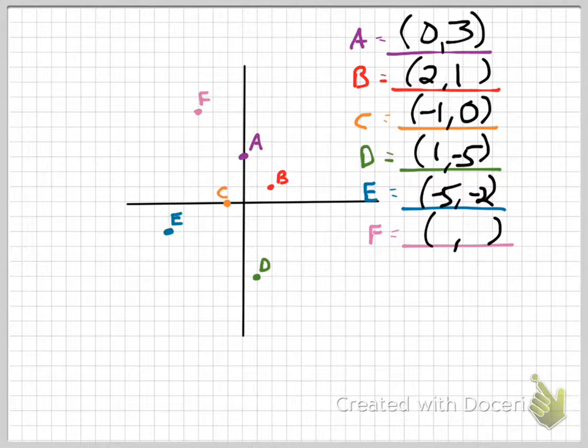Make sense? Okay. F. Where is it at on the x? -1, -2, -3. Where's it on the y? 1, 2, 3, 4, 5, 6. Does everybody understand?